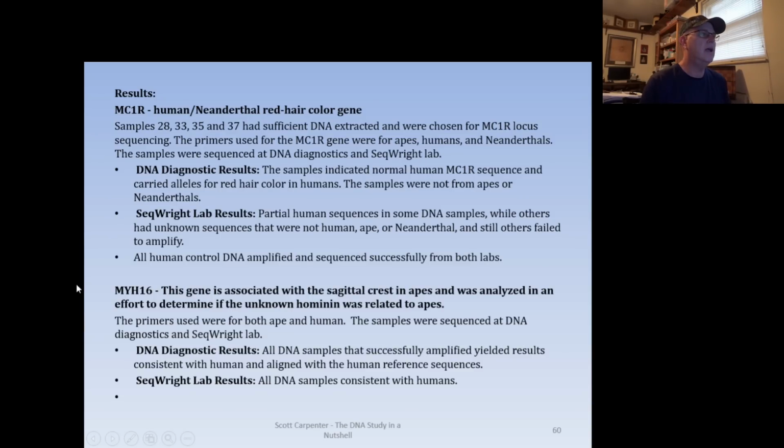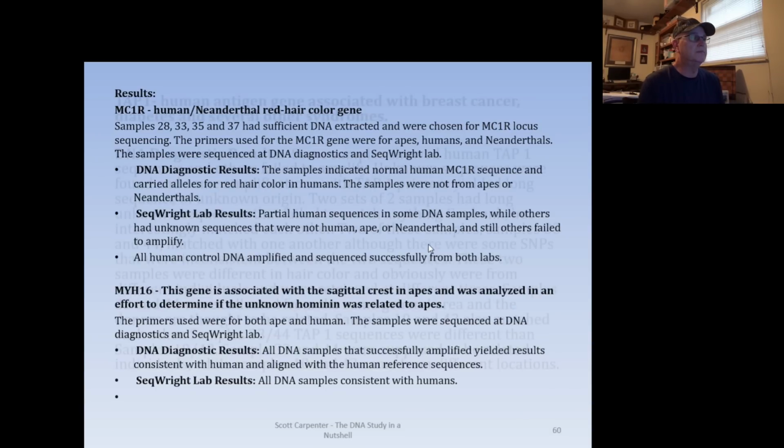The Sasquatch Lab results showed partial human sequences in some of the DNA samples, while others had unknown sequences that were not human, ape, or Neanderthal, and still others failed to amplify. All human control DNA amplified and sequenced successfully from both labs. So Sasquatch Lab got some really weird stuff, unknown sequences in there, and some didn't amplify regardless of what primers were used.